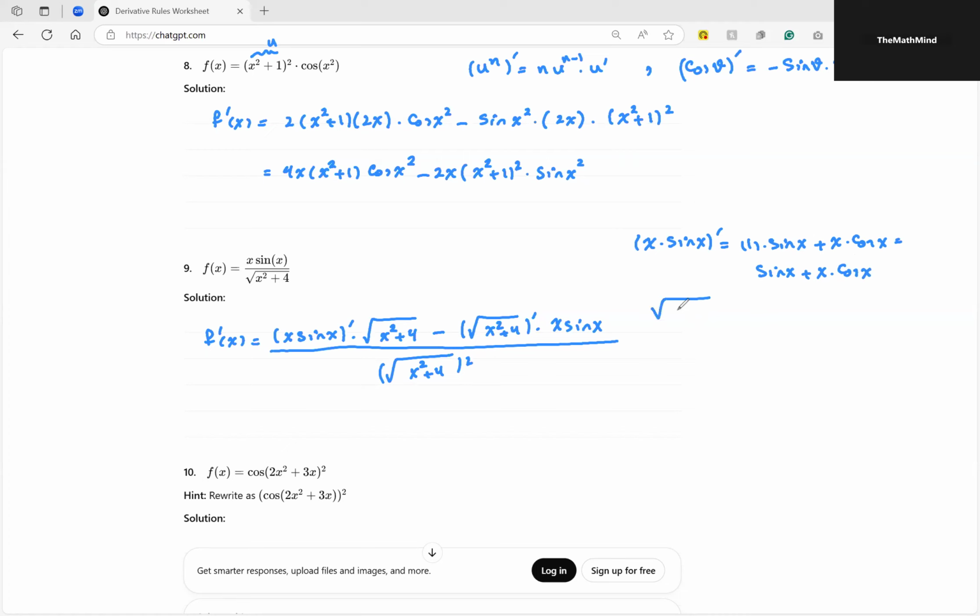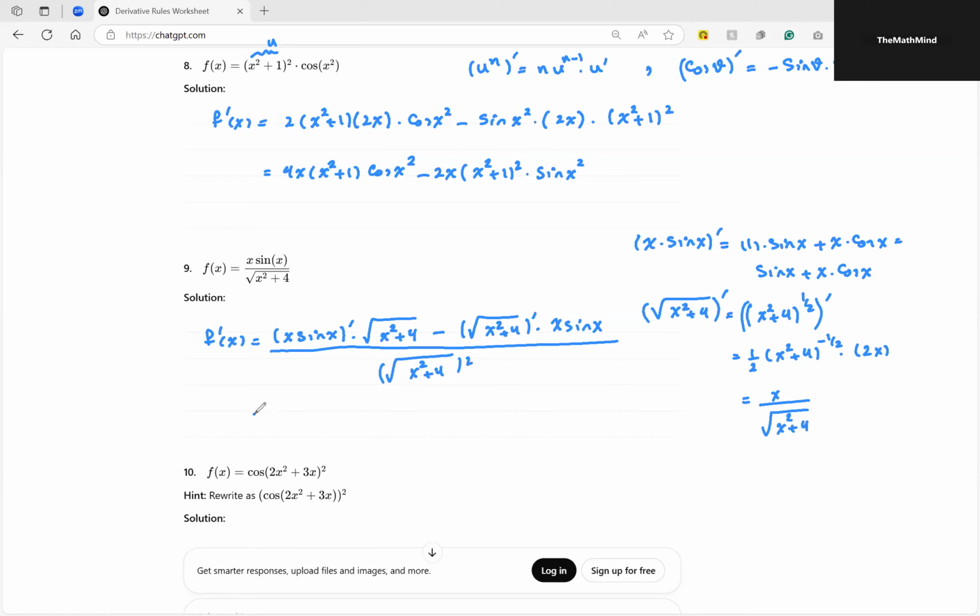Also for this function, x squared plus 4, we can write this with the rational exponent, (x squared plus 4) to the power of 1 over 2, prime. And we're using the chain rule. It's going to be 1 over 2 (x squared plus 4) to the power of negative 1 over 2 times u prime, which is 2x. 2 is cancelled by 2, and we move the negative exponent to the denominator to make the exponent positive.